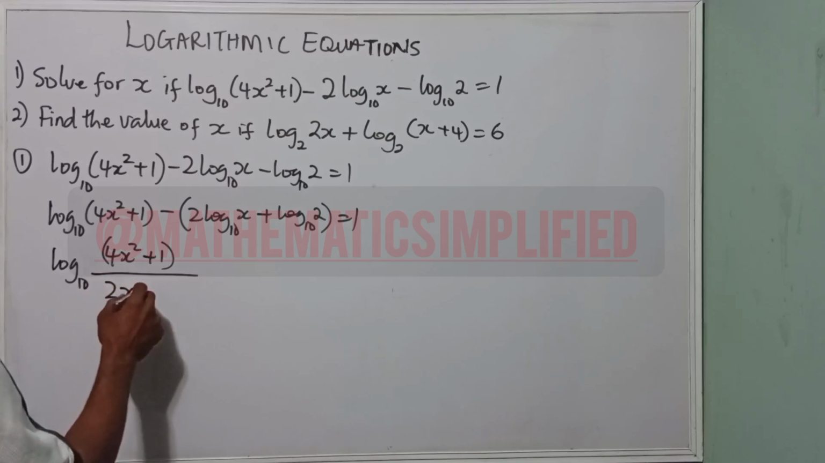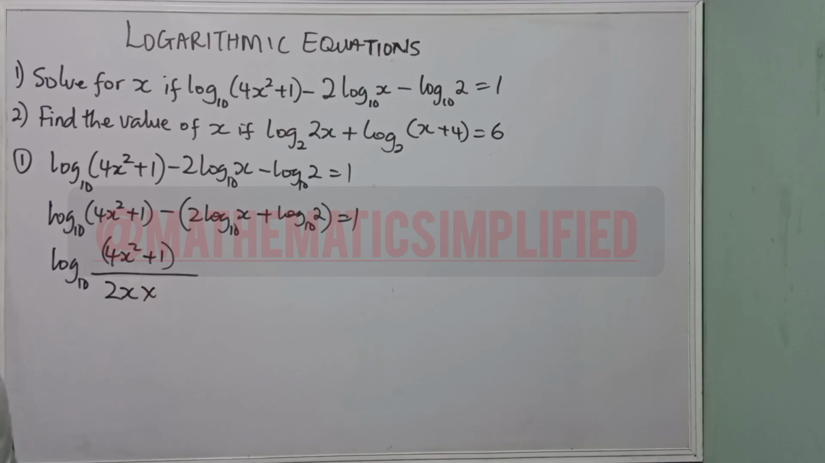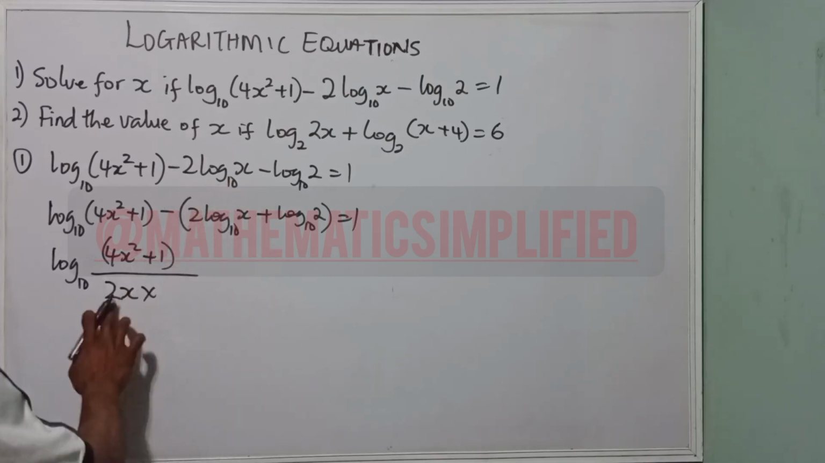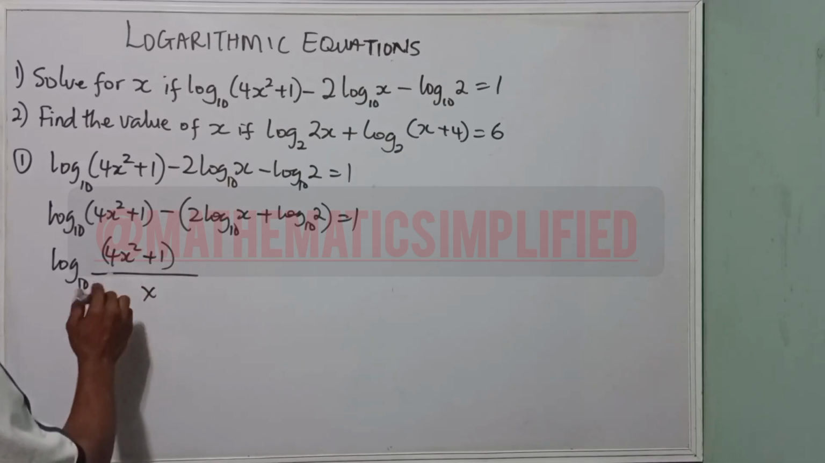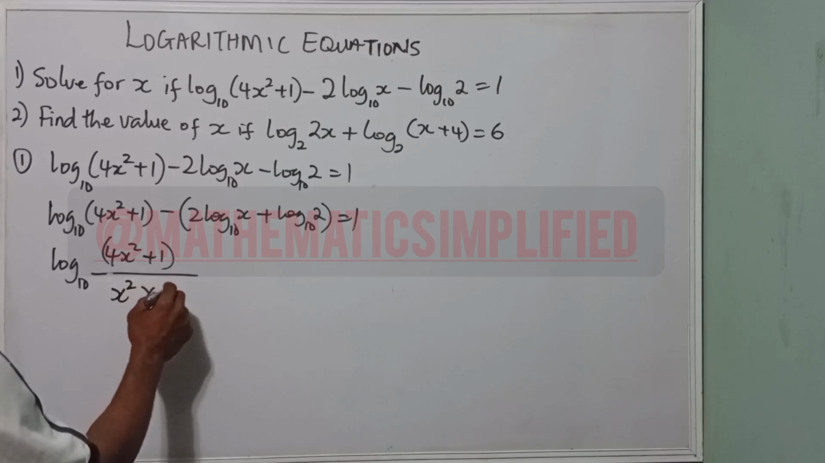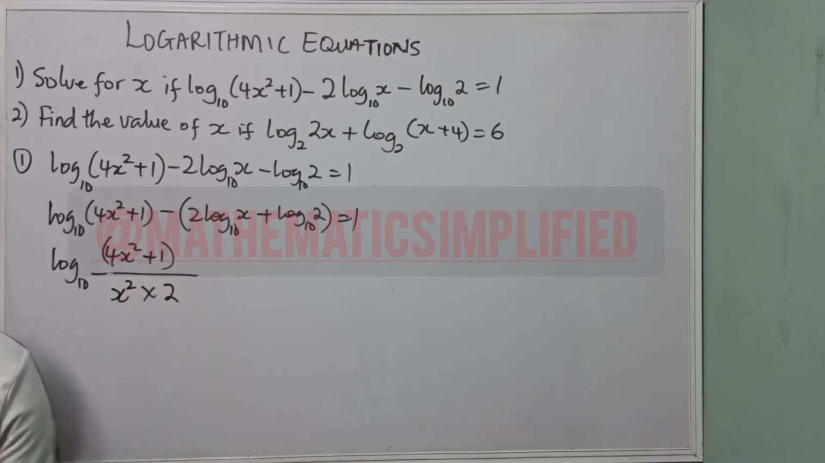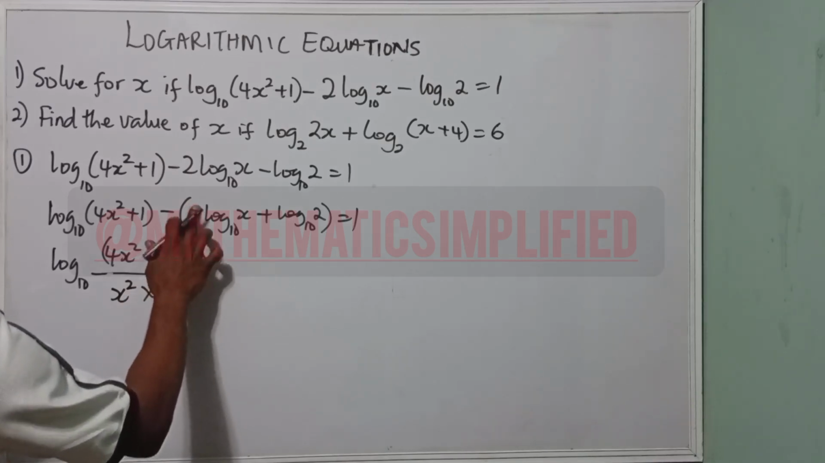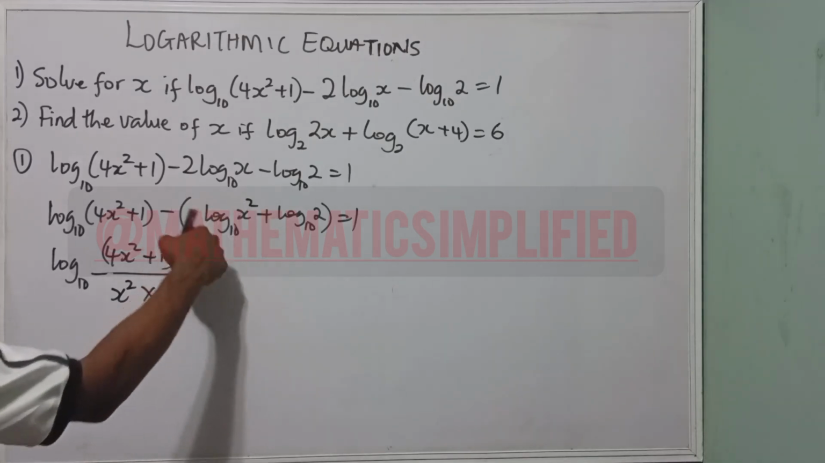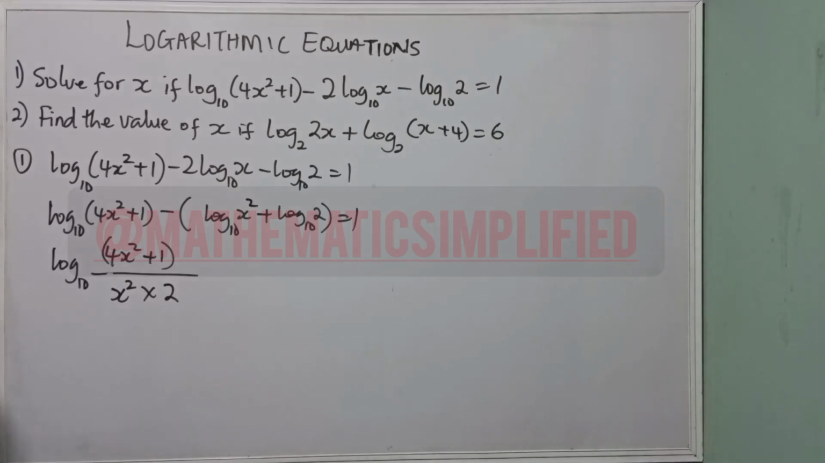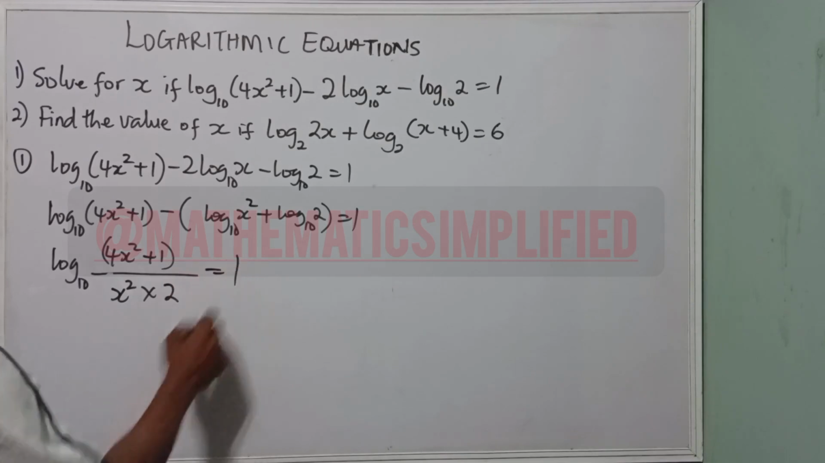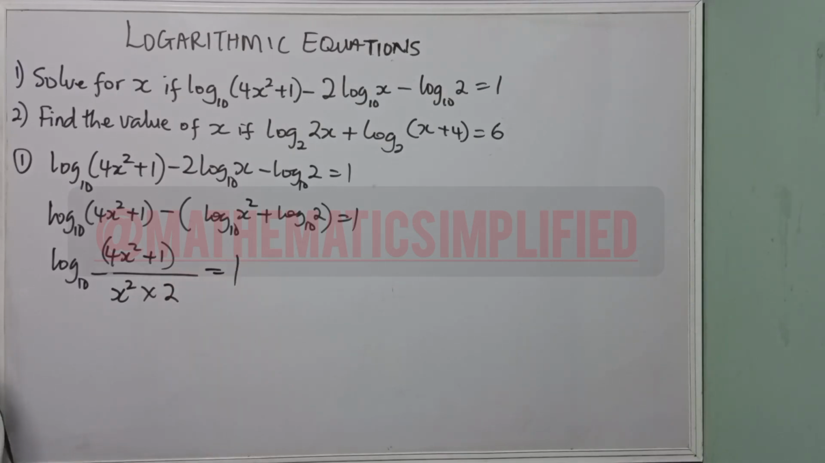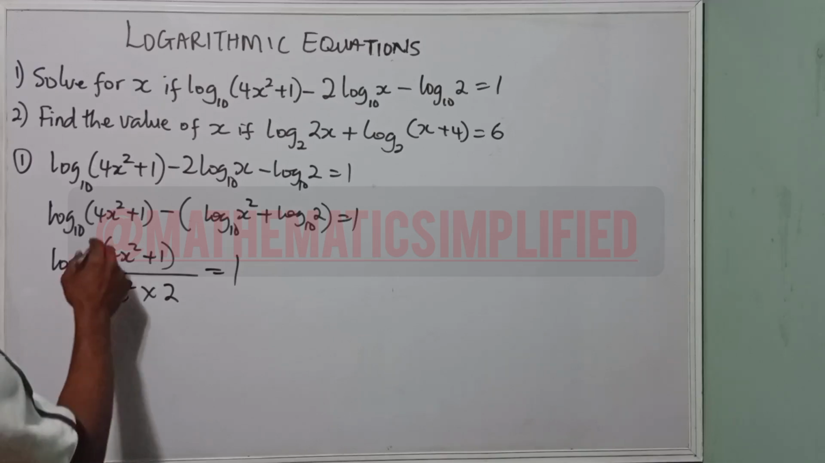x times x squared times 2. That should be x squared times 2, yep. So this will be x squared times 2, okay, because if we remove this it will become 2. So bringing this down, yep. Alright, so this is how it should be, equals 1.